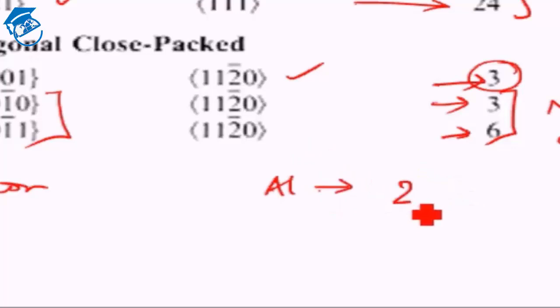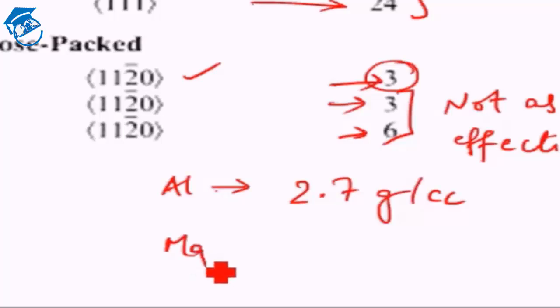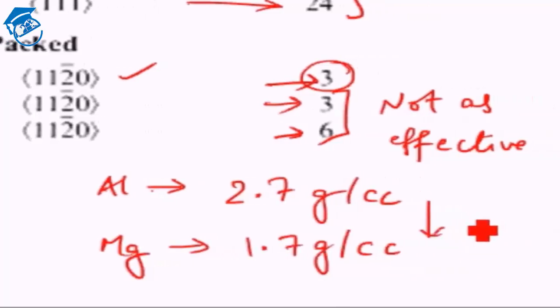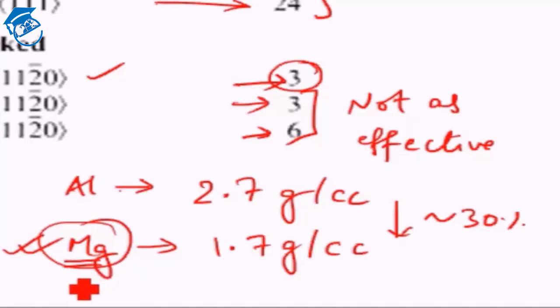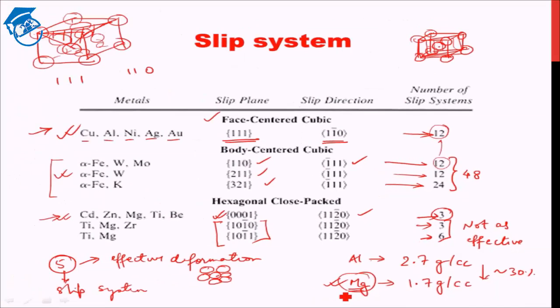But it has a density of around 2.7 gram per cc. Magnesium, on the other hand, has a density of 1.7 gram per cc, which is approximately a reduction of 30%. But magnesium, being a hexagonal close pack system, has only 3 effective slip systems. Therefore, it is not easily deformable. Therefore, it is quite difficult for magnesium to replace aluminium in the automotive industry, though a lot of research is going on to bring the effective number of slip systems to 5.